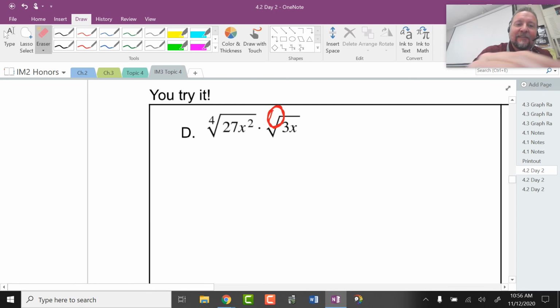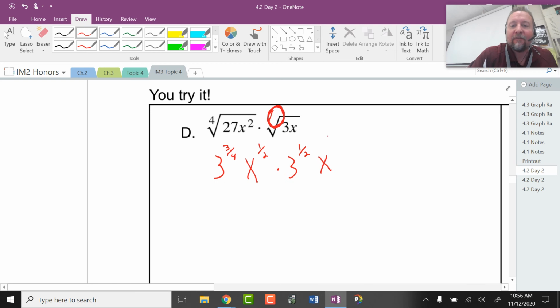So here's what we had to do. This is 3 to the third, so this is 3 to the 3/4. This is x to the 2/4, which is x to the 1/2. This is 3 to the 1/2, and then this is x to the 1/2. 1 divided by 2. All right. And then that's the only way that we can deal with it when we don't have the same indexes. So I completely misread that. My bad, dogs. So something completely different happens here.